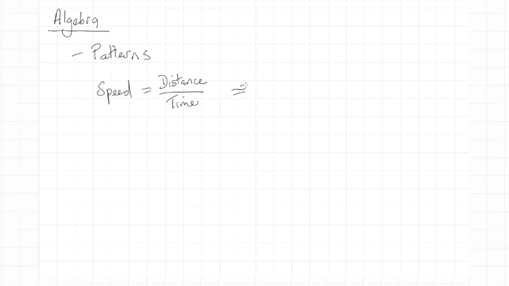Now that can be shortened to speed equals distance over time. That tells us the pattern that when we measure the distance, divide by the time it takes to cover that distance, we'll get the speed. That's what I mean by patterns.